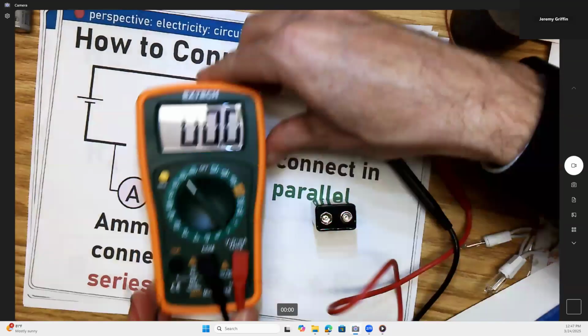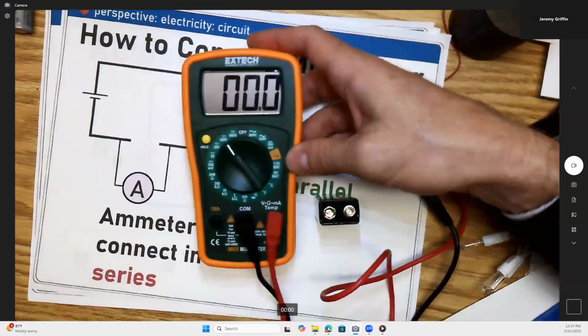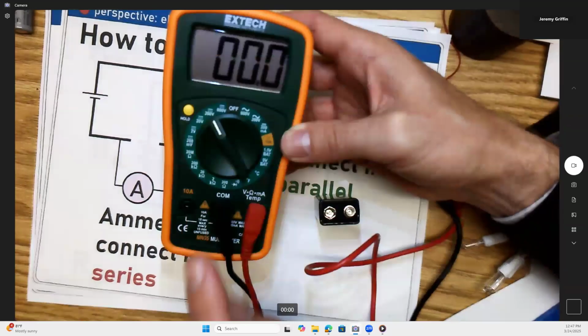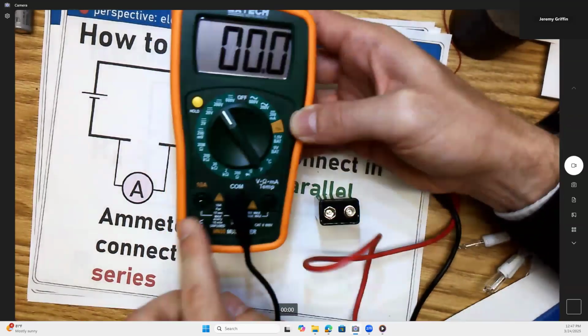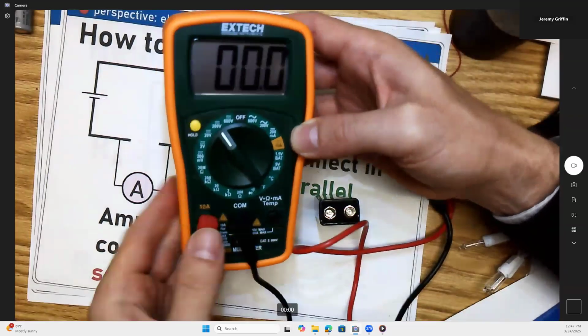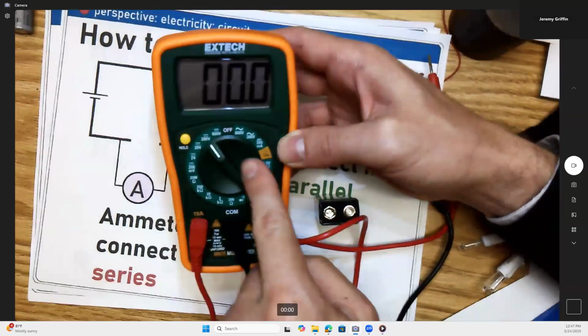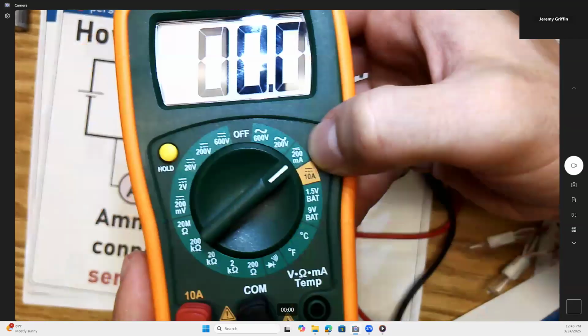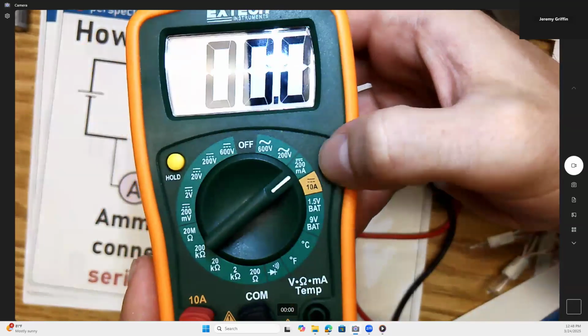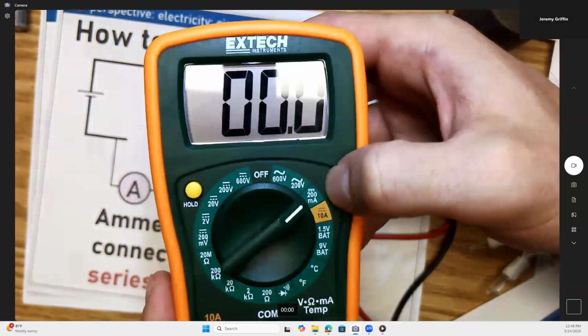Now, to measure current, I have to make some changes. So everybody still watching? I'm going to leave the black lead in the COM. I'm going to take the red lead out and pop it in the other one that says amps. I also need to change this toggle switch to the one that says milliamps. It's not quite the orange one, it's right before that. So I'm going to leave it on that one.